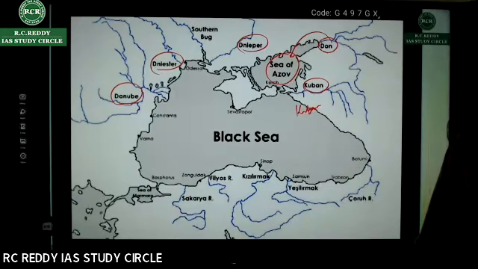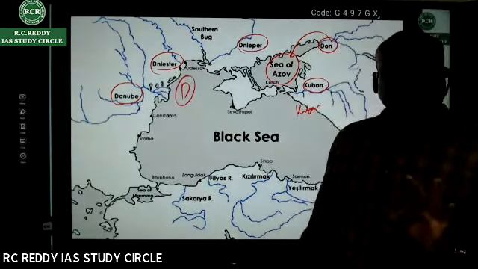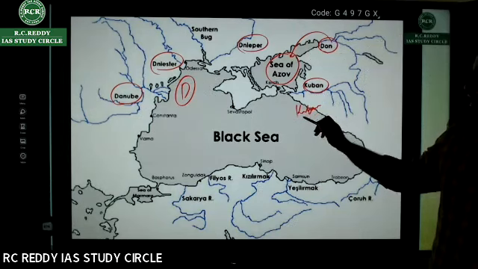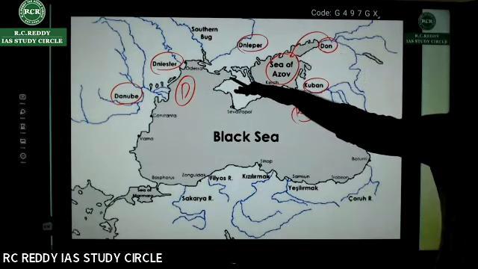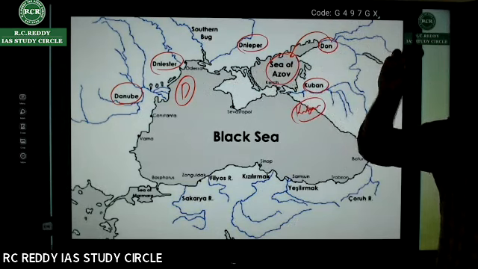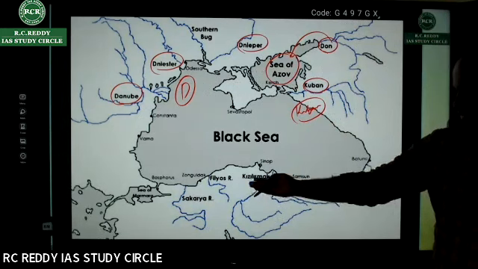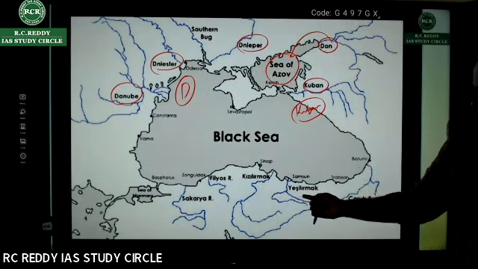But for me, I will definitely remember Dnieper, Dniester, and Danube, the three Ds, right? And Kuban, right? If these are not there, then it is not draining into the Black Sea, because generally UPSC will not ask this. What is this? Kizil Irmak.